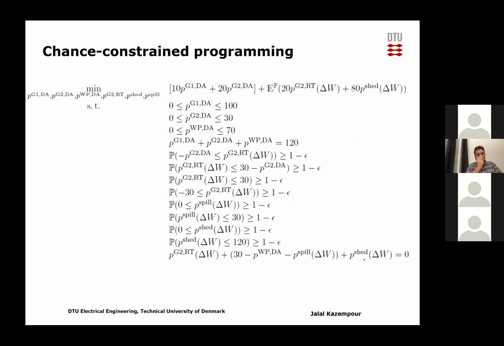So this is chance constraint programming for our famous example. It's the two generators, one wind farm, one load. Could you please check it out for a minute? And then one of you maybe can unmute and explain what this problem is.